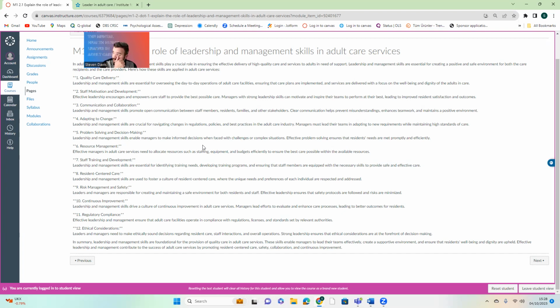Your risk management strategies, so think about positive risk taking, creating a culture of independence and enablement. Your continual quality improvements, so what does that look like? Who's responsible for your audits? What do your KPIs look like? How does quality assurance work? Thinking about your regulatory requirements, so your internal governance, your external governance, and then finally looking at your ethical considerations.